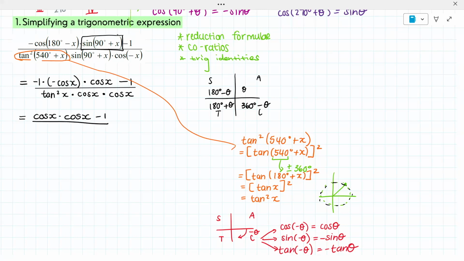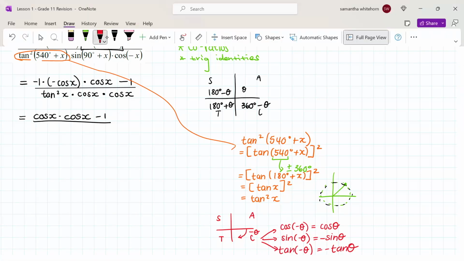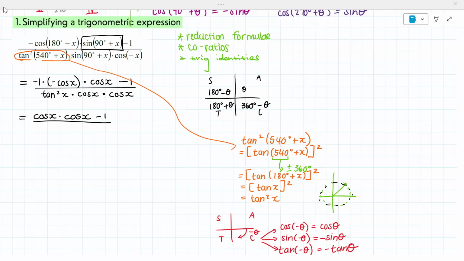-1 all over. Now, guys, the second you see tan, I would think about my identities. The reason for that is because cos and sine have a close relationship with each other. Cos and sine have the co-ratio relationship.